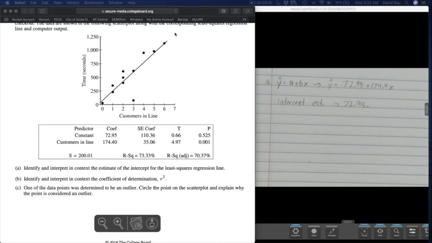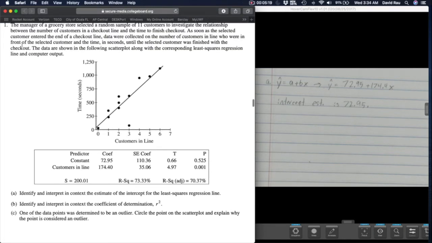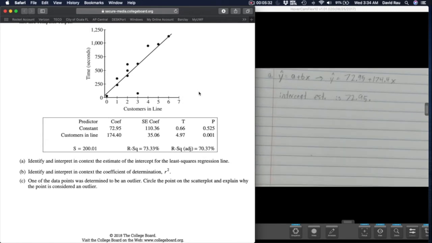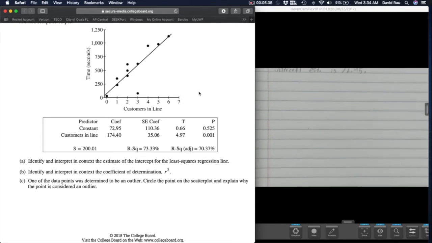As you add customers, your wait time gets longer because you have to wait for all those customers to have their items checked out. So again, one thing about interpreting the intercept is you want to answer if it makes contextual sense in the problem, and you want to make sure you include the context of the question. So when there's 0 customers in line, you would expect to wait 72.95 seconds from the time you enter the checkout line until you're finished checking out. Okay, up next, identify and interpret in context the coefficient of determination r squared.